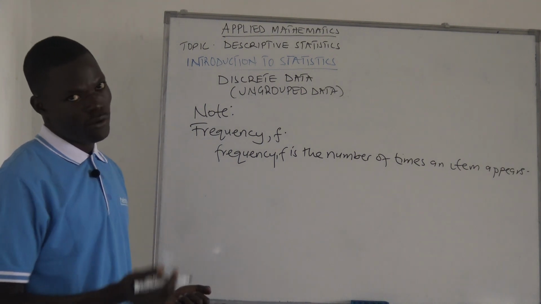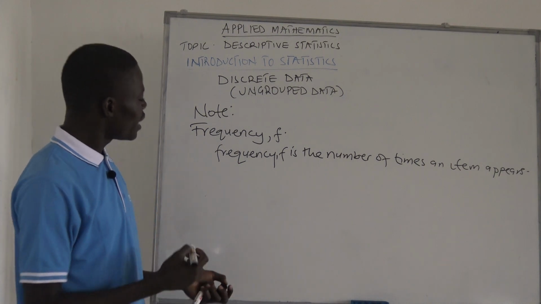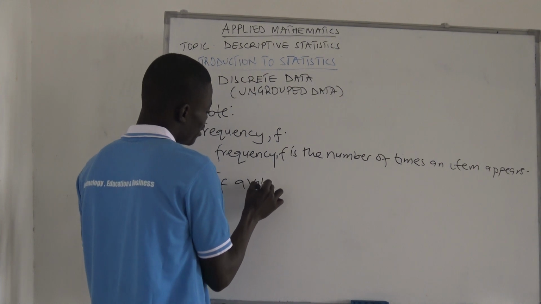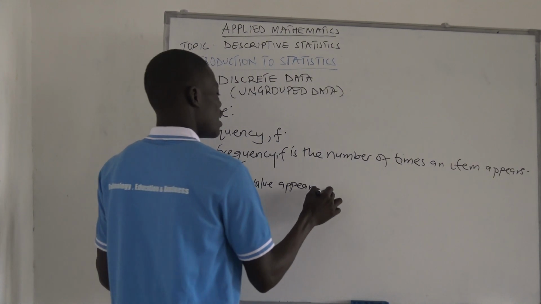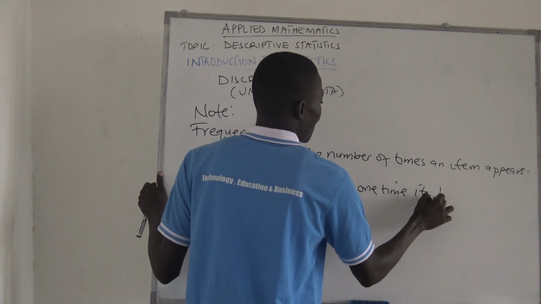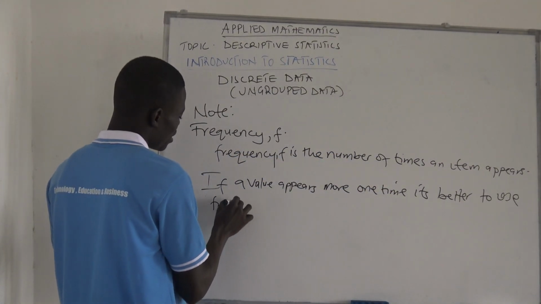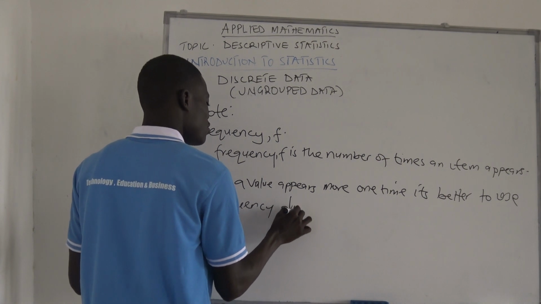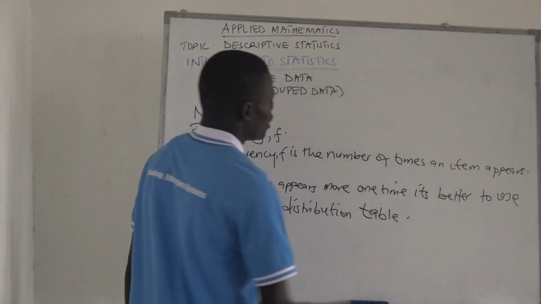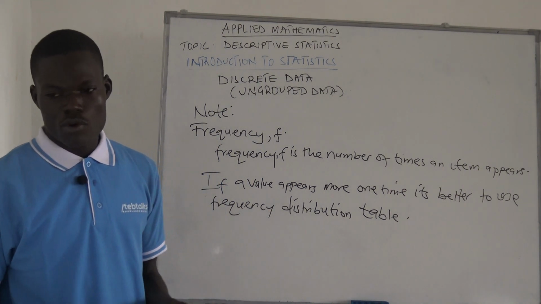If you have a value occurring more than once, then you need to use a frequency table to make it easy. If a value appears more than one time, it is better to use a frequency distribution table. It's better to use a frequency distribution table if a value appears more than once or more than twice.